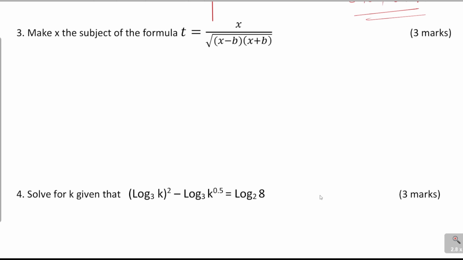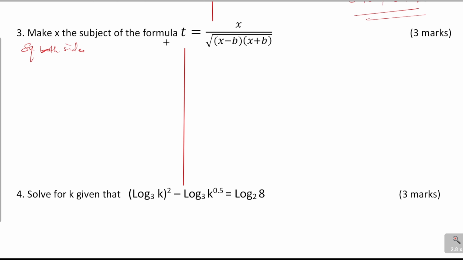Question 3, make x the subject of the formula in that equation. You're supposed to make x the subject. Right now, t is the subject. So the first thing you're going to do, look at the right hand side, that you have a lot of work to do. To get rid of the square root first, we'll need to square both sides.